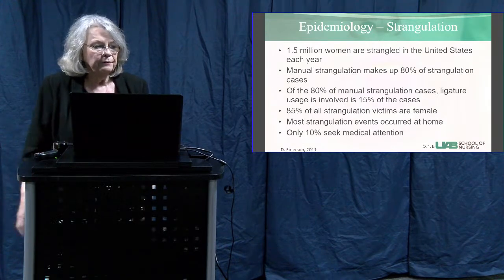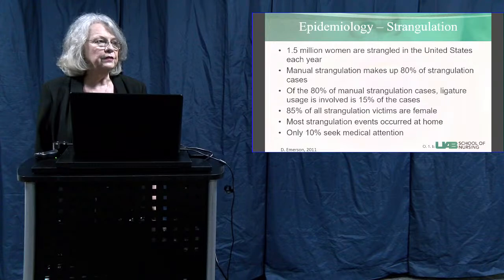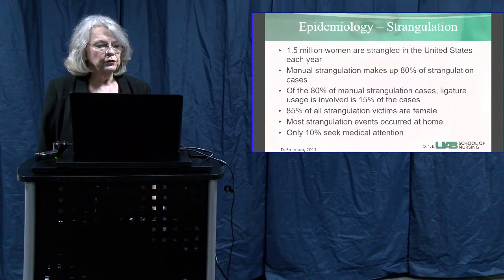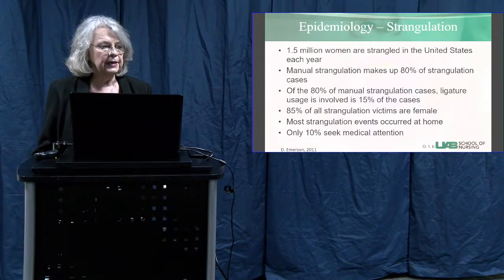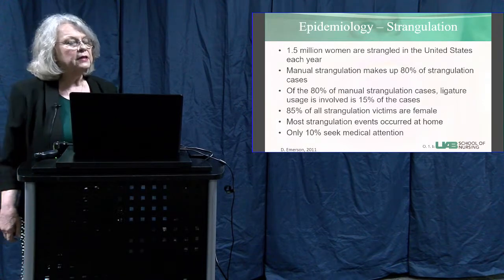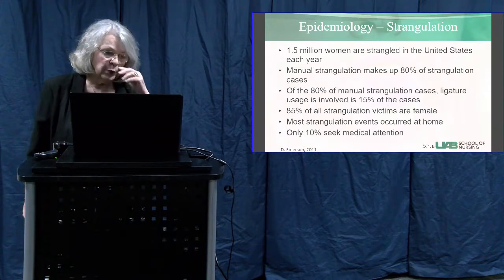So 1.5 million women are strangled. Manual strangulation makes up 80%. And of those, a ligature is only used in 15%. Pretty much all strangulation victims are female because it's a physical strength kind of thing. Most strangulations occur at home. Only about 10% seek medical attention. Now, why is that important?